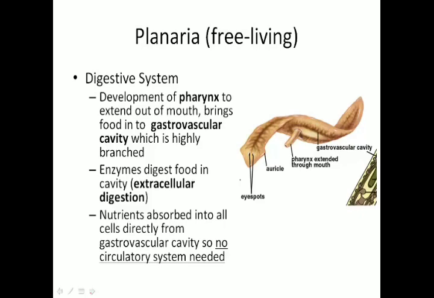Digestive system for those free living ones, we already mentioned it up at the top, but it has a pharynx, which brings food into the gastrovascular cavity. It uses enzymes just like we do in order to break down the food, and the nutrients are absorbed directly into the cells from the cavity. So there's no need for a circulatory system. We use our circulatory system to transport nutrients to all of our cells, but in these ones the nutrients can just diffuse into surrounding cells. So pause that.